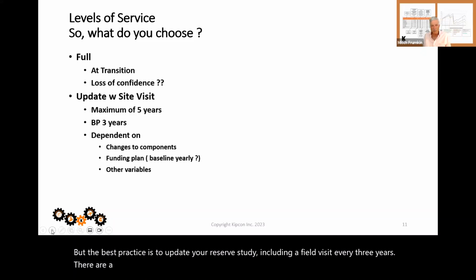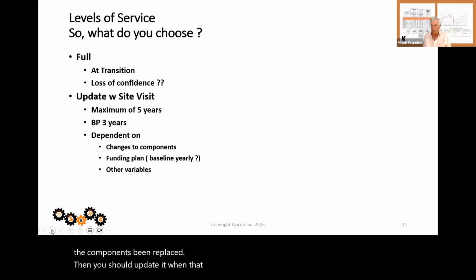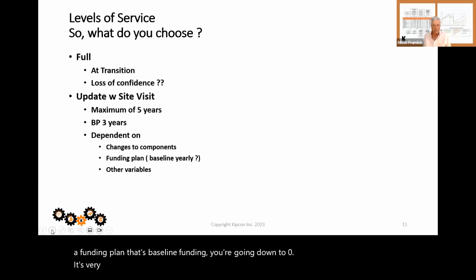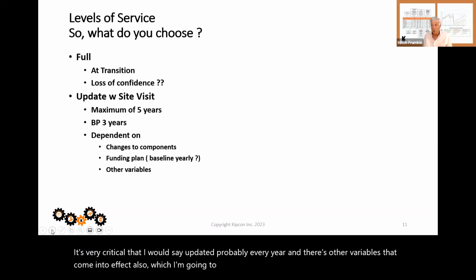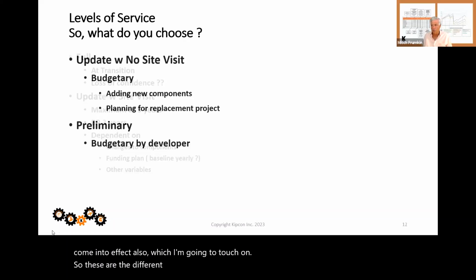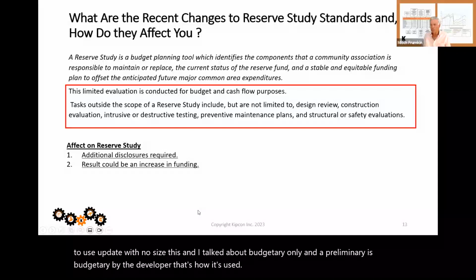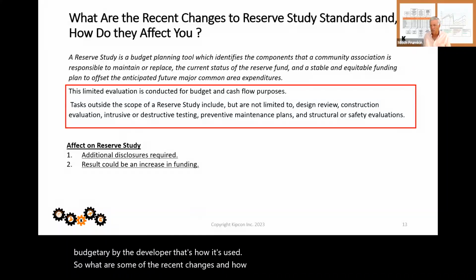There are a number of variables that it's dependent on. If there are changes to the components, if a component's been replaced, then you should update it when that happens to reflect new components. If you're using a funding plan that's baseline funding, you're going down to 0. It's very critical that you update it probably every year. And there are other variables that come into effect also, which I'm going to touch on. So these are the different levels and how you come to a conclusion on what you're going to use. Update with no site visit, I talked about a budgetary only, and a preliminary is budgetary by the developer. That's how it's used.